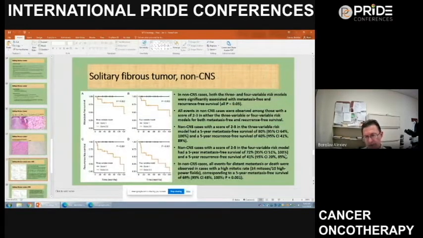So in non-CNS cases, both the 3 and 4 variable risk models were significantly associated with metastasis-free and recurrence-free survivals. All events in the non-CNS cases were observed among those with scores 2 and 3, either in the 3 variable or 4 variable risk models, for both metastasis-free and recurrence-free survivals. For non-CNS cases with score 2 and 3 in the 3 variable risk model, patients had a 5-year metastasis-free survival of 80% and a 5-year recurrence-free survival of 60%.